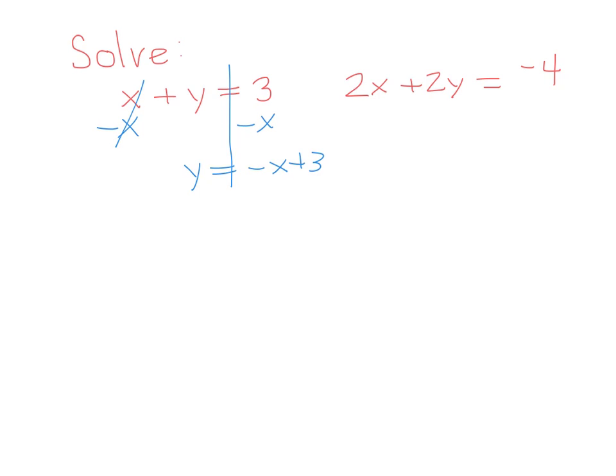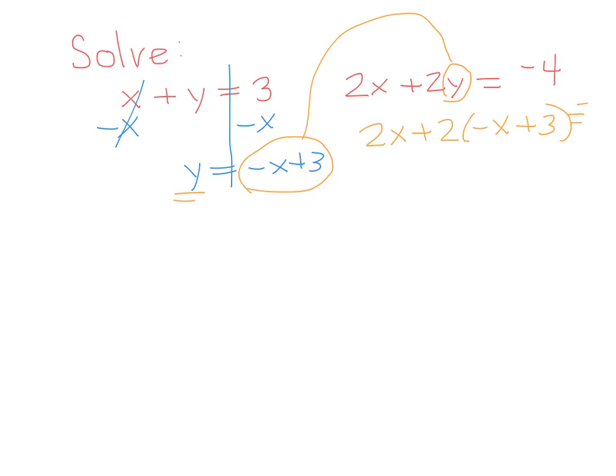Once you have your letter alone, you are then going to take that and substitute it into the other equation for the letter that's isolated. So we'll have 2x plus 2 times negative x plus 3 equals negative 4. I will distribute the 2 and have a negative 2x plus 6.